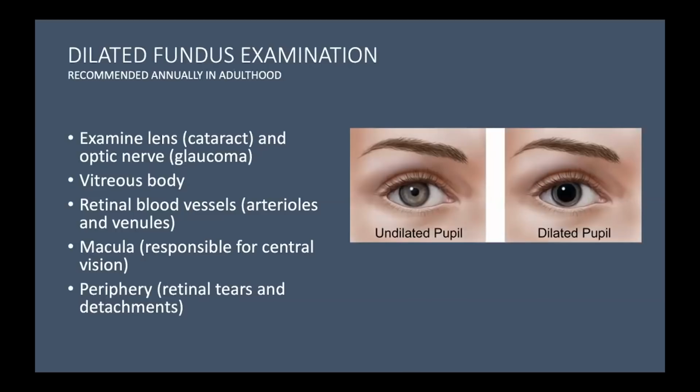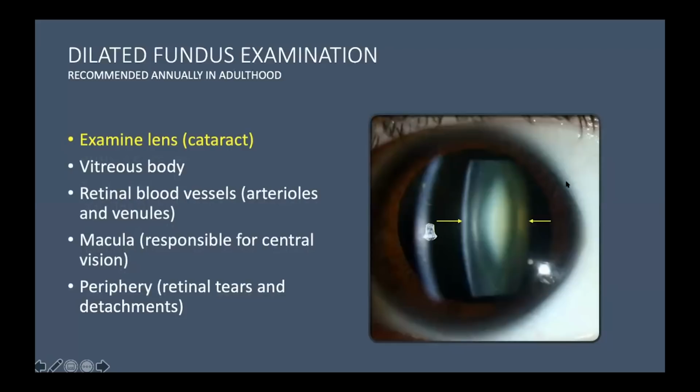So how do we examine the retina? We perform a dilated fundus exam, and this is recommended annually in adulthood and in certain circumstances at younger ages. And it allows us to examine structures in the posterior chamber of the eye. Here you can see with an undilated pupil, there's a small opening through which light enters. We can see some of the structures in the posterior chamber of the eye, but with a larger dilated pupil, we're able to get a better view. And so we pharmacologically dilate the pupil with drops.